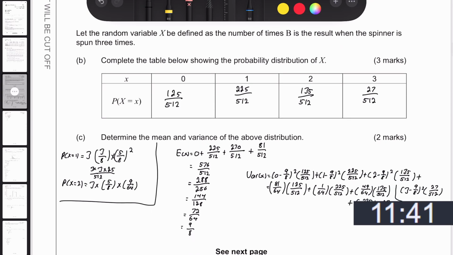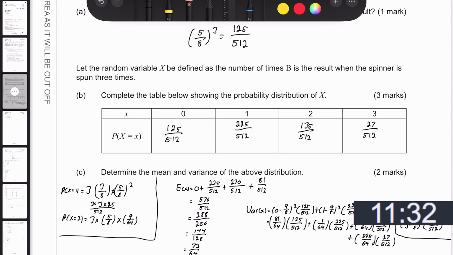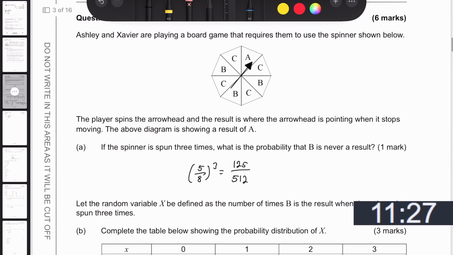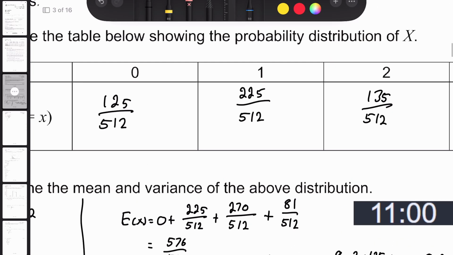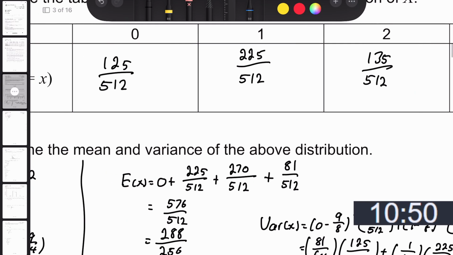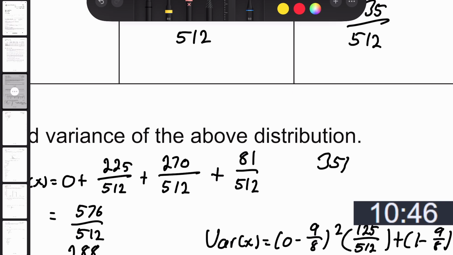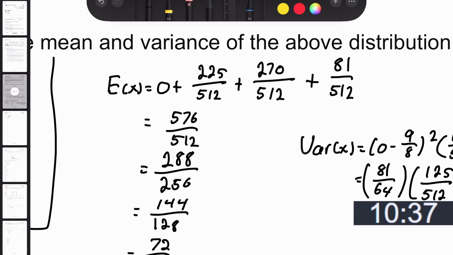Defines the number of times B is a result when a spinner is spun 3 times. I need to do my E of x, maybe. 0 times 125, so it's 0. 225, 270, and 81. So then the right would be 351, 225, 576. Oh. And 576 is 64 more than 512.